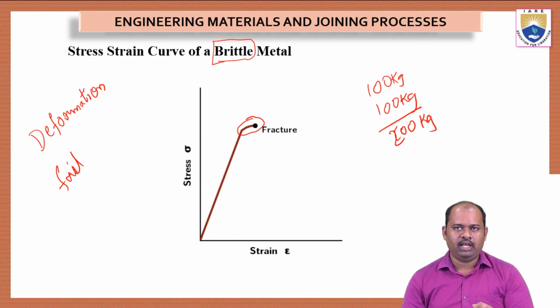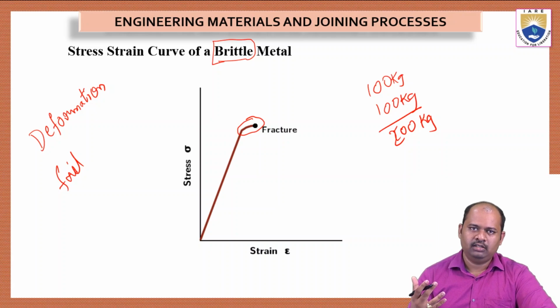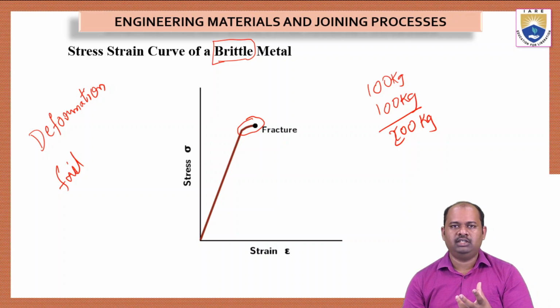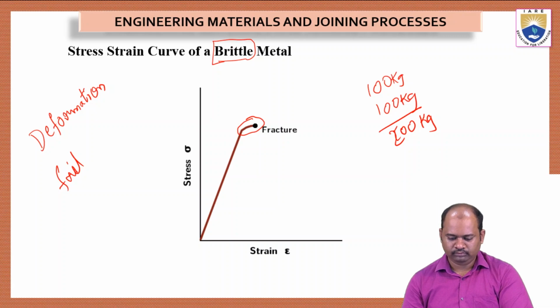That means if four persons of like 100 kilograms, 400 kilograms weight is applied on the motorcycle, and the motorcycle is going at a very high speed, and if it goes into some kind of pothole on the road, it will simply break. The springs will simply break.